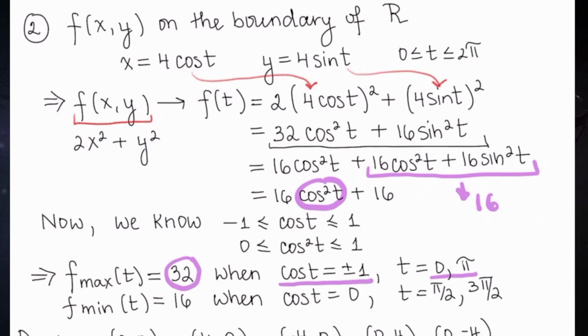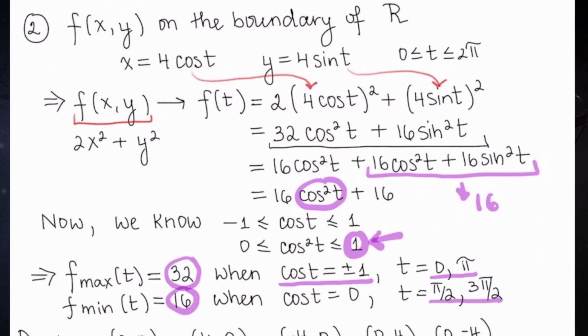Okay, so again, how do I do this? If this is the maximum value for cosine squared, then if I plug that 1 back into the equation, I get 32, and it happens for 0 and pi. Okay, now what about the minimum value? Well, if cosine is equal to 0, then we just get 16 times 0 plus 16, and that gives us 16. Okay, when does that happen? That happens when cosine is equal to 0, and cosine is 0 at these two values of t.